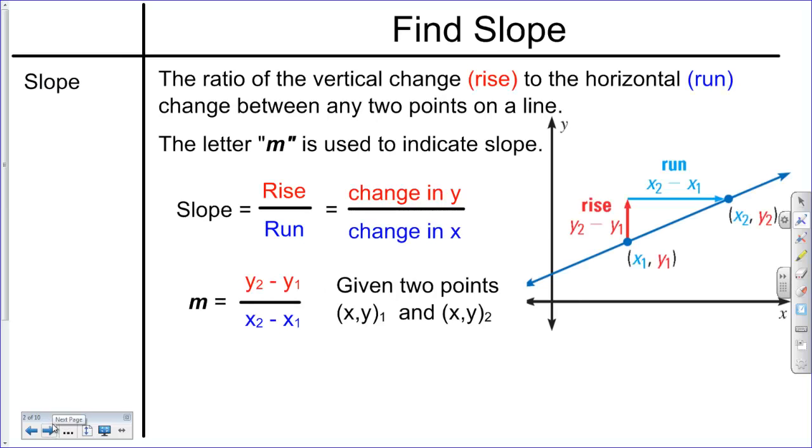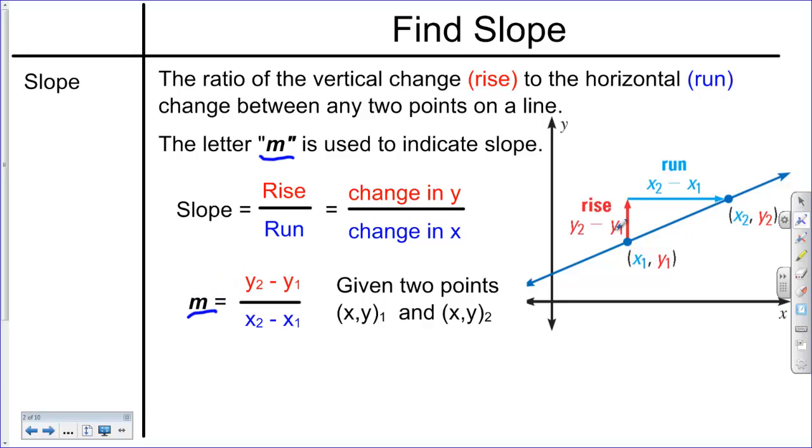First thing we'll talk about is slope. Slope is simply the ratio of the vertical change, which is called rise, to the horizontal change, which is called run, between any 2 points on a line. The letter M is used to indicate slope. So anywhere you see an M, we are going to indicate slope. You'll see it down here as well, M.